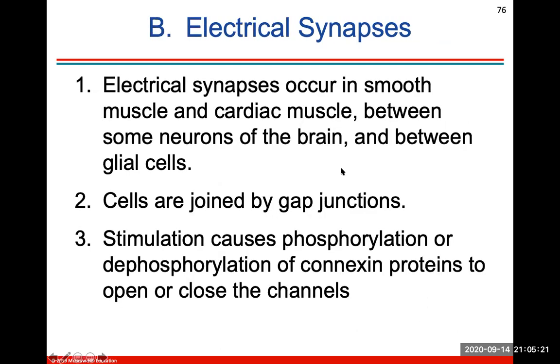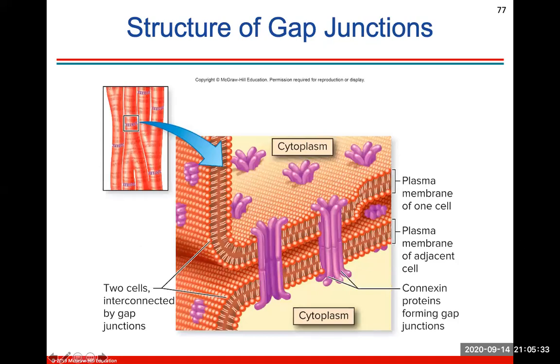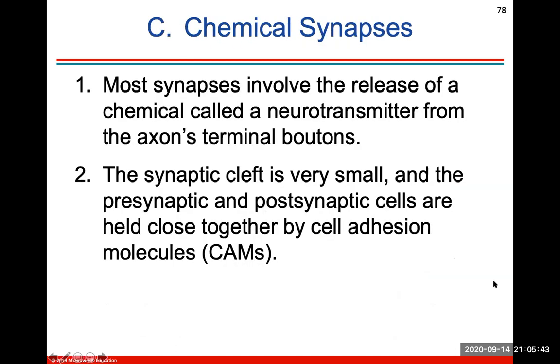This explains electrical synapses, where they're located, how cells are joined together, and what stimulation will do to the connexin proteins to open or close the channels. Here's a structure of gap junctions. Again, gap junctions will connect two cells together, and it's a way for things to pass through the connexin proteins. Most synapses involve the release of a chemical called a neurotransmitter.